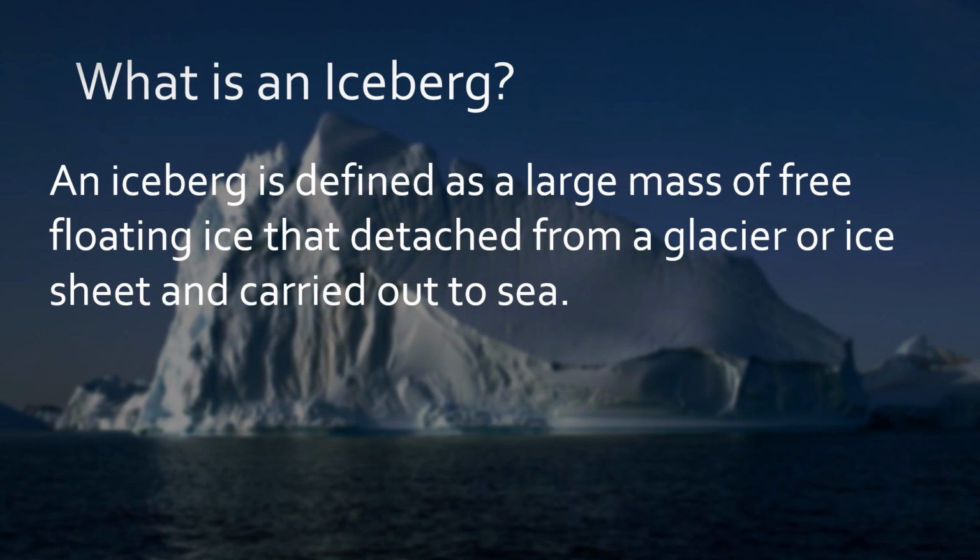An iceberg is defined as a large mass of free-floating ice that detached from a glacier or ice sheet and carried out to sea. But what are glaciers and what are ice sheets? Let's start with glaciers.